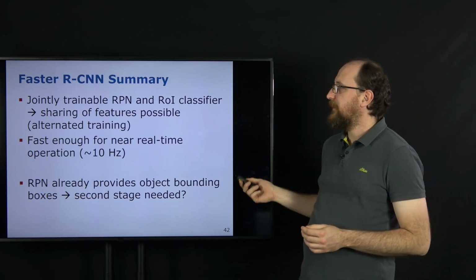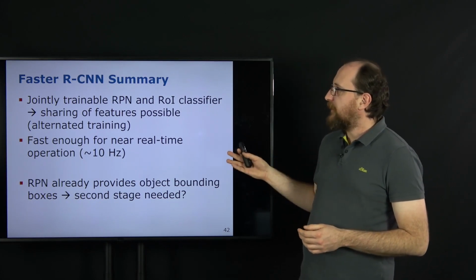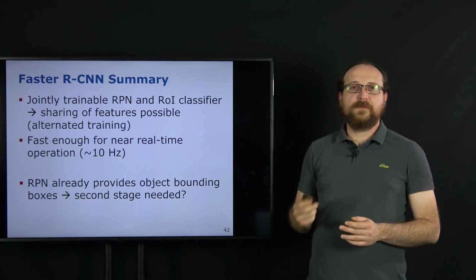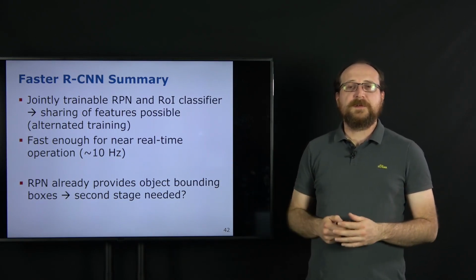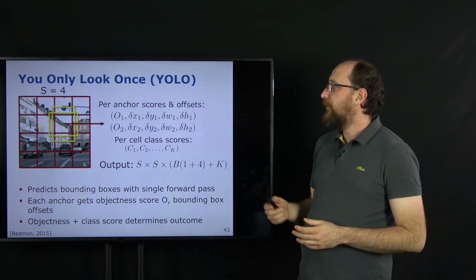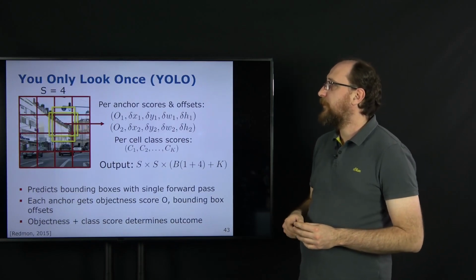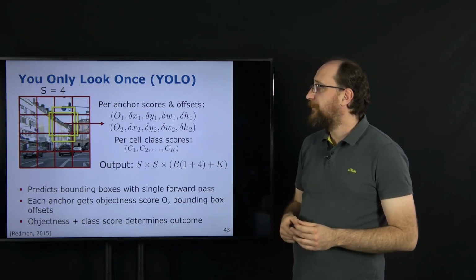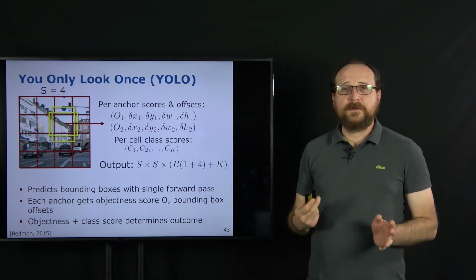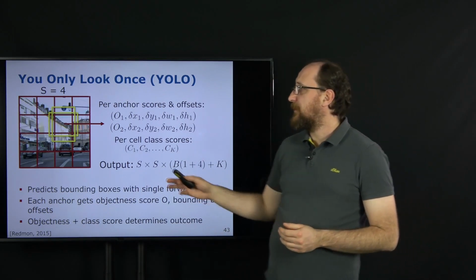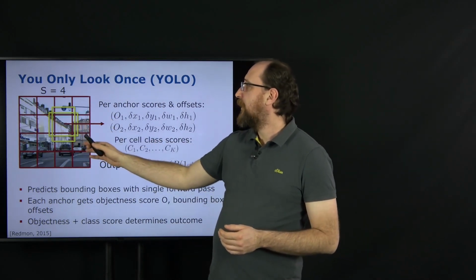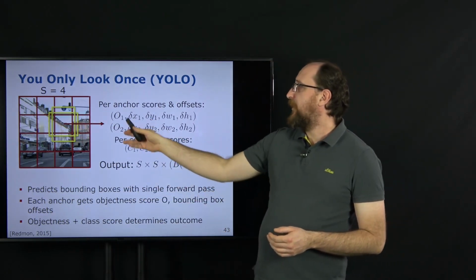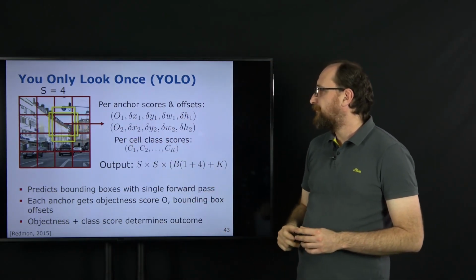This was exactly the insight that people had when they looked at this approach. So maybe we can do everything in a single stage. One of the first approaches for this was the so-called You Only Look Once, or YOLO, detector. Here we also take anchor locations, so we split up the image into multiple regions, and for each of these anchor locations we again produce objectness scores and offsets.